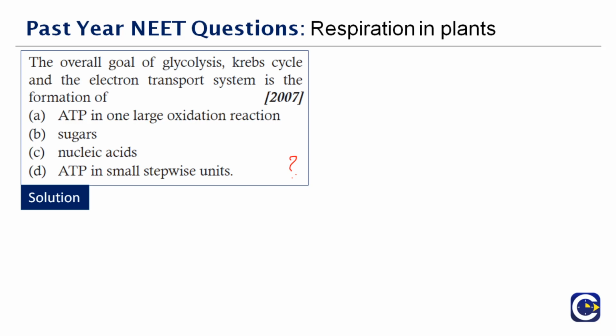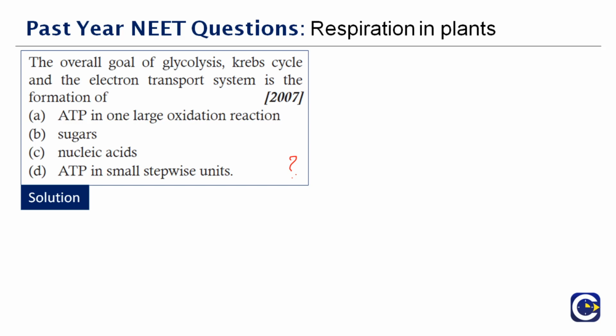B and C is not the right answer. But look at A and D. ATP in one large oxidation reaction and ATP in small stepwise units. If you clearly watch glycolysis, Krebs cycle or any cycle, the synthesis of ATP is not an overall process, or it is not a sudden process. It happens stepwise, and in each step you have some ATP to be stored and it will collect, and in the final step you'll have a good amount of ATP. So therefore ATP is in small stepwise units.